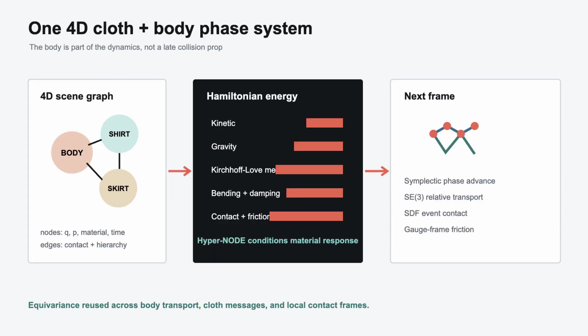Physics enters before animation. A hypernode field conditions Kirchhoff-Love membrane and bending energy on material properties. The cloth and body become one four-dimensional scene graph, with positions and momenta advanced by a symplectic phase space solver. Gravity, body transport, signed distance field contact events, multilayer garment contact, and gauge frame friction all contribute to the next state.